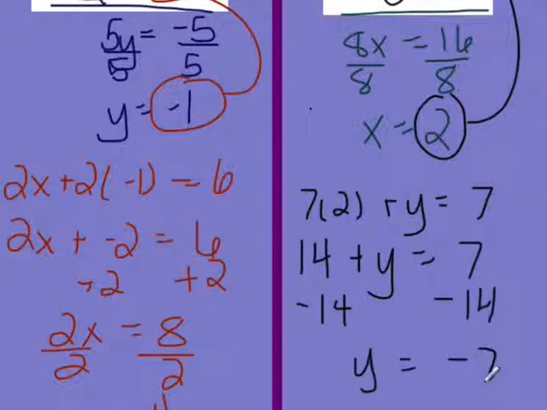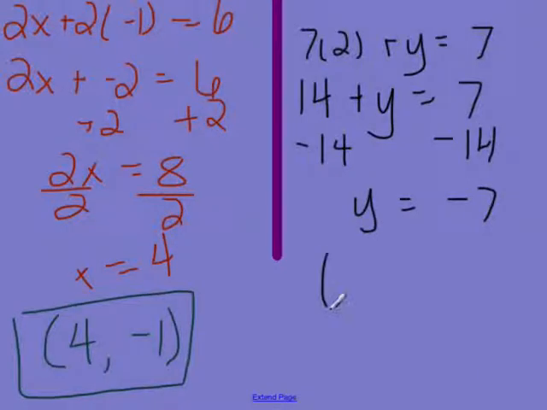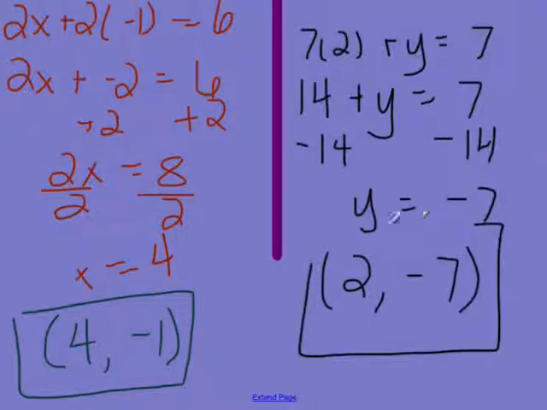So last but not least, I want to write that out as a coordinate point, x, y. So first I write my x coordinate, which is 2, and my y coordinate, which is -7. So that right there is my final answer for number 4. Let's take a look at number 5.